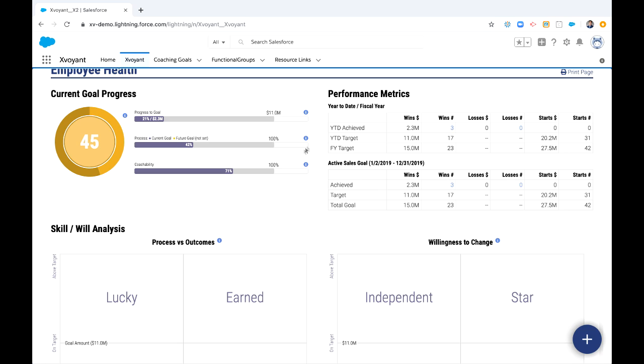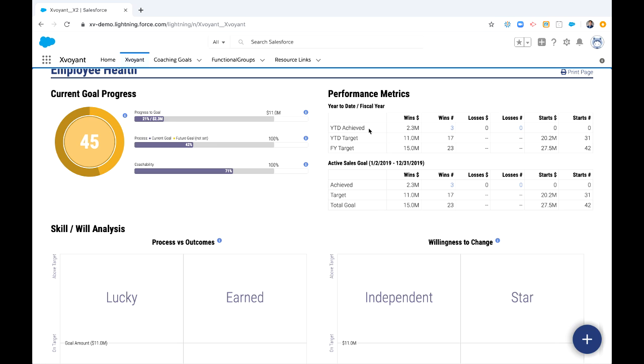On the right side, you'll have performance metrics. The performance metrics will show you 2 different tables. First, you'll have your year-to-date fiscal year table, which will look at your goal and your progress to that goal for the entire year. And next, you'll have the active sales goal, which will also show you your progress for your goal if you are using monthly or quarterly sales goals.